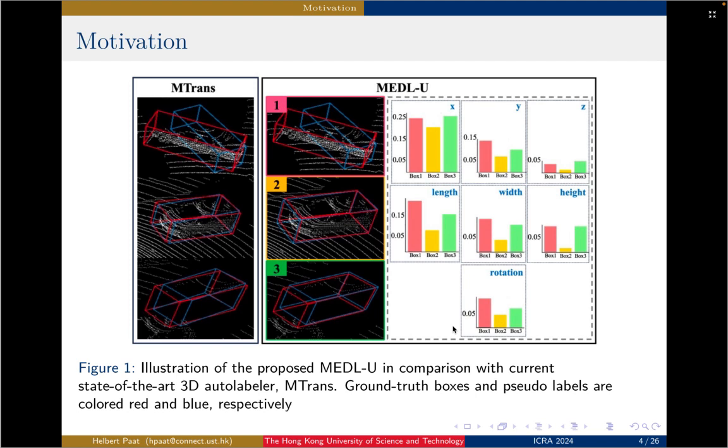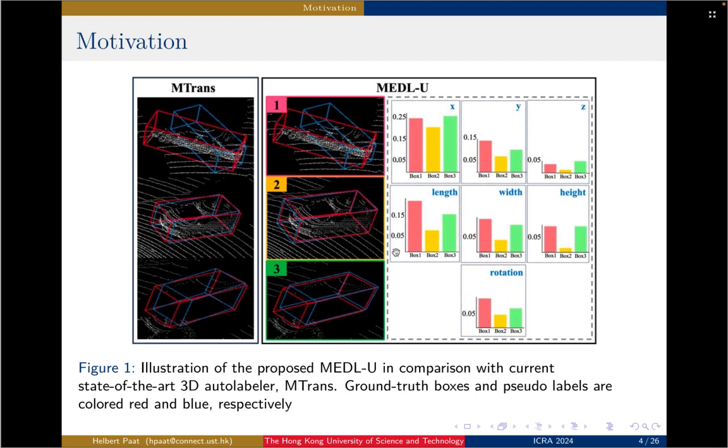One of the current state-of-the-art frameworks is MTrans. In this visualization, the ground truth labels are in red and the pseudo-labels are in blue. In the illustrated pseudo-labels from MTrans, it is evident that pseudo-labels 1 and 3 contain imprecise estimates of the box parameters. Unfortunately, current approaches neglect these annotation noises and directly utilize these pseudo-labels to train 3D detectors. Clearly, neglecting these noises in pseudo-labels degrades the effectiveness of training downstream 3D detectors.